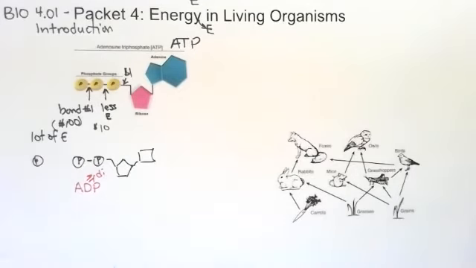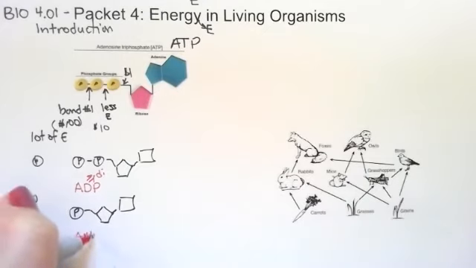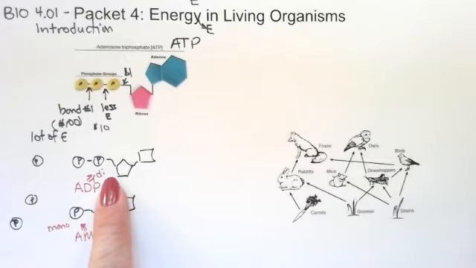Well, what happens if I crack this bond? Then I get 2 phosphates floating around out here. This is AMP. Any guesses what the M stands for? Mono. This is adenosine monophosphate. We don't see this very often, but we see ATP a lot, and we're going to see it a lot in this chapter.